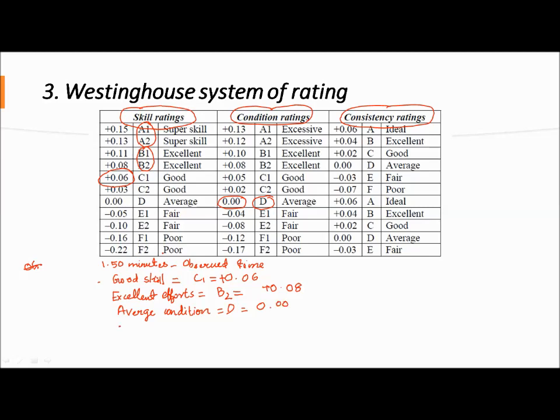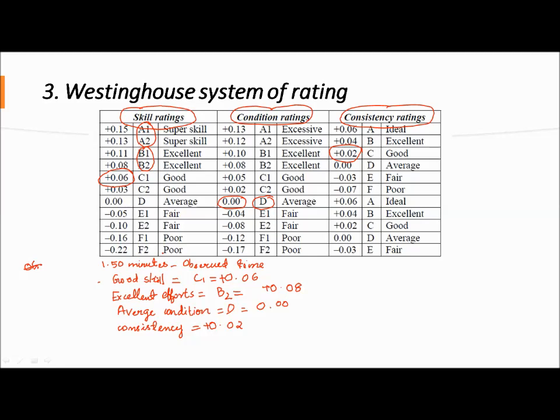Now regarding the consistency, let's assume it to be, what should we assume? We can assume it to be good. We are just assuming it to be good. So the value is 0.02. So you got all the ratings, and then what you will have to do is sum up all these values.